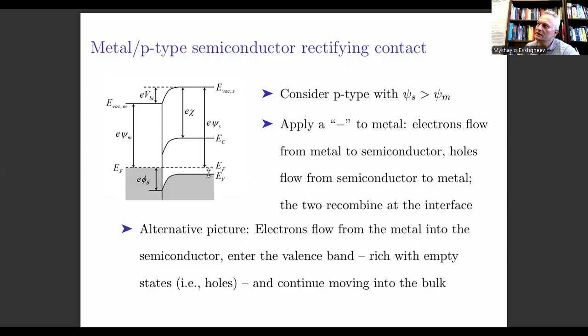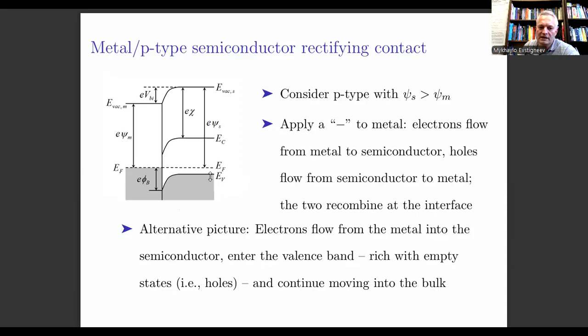On the other hand, if you apply a positive voltage to the metal relative to the semiconductor, then you are pushing away the majority holes on the semiconductor side, away from the metal. You are pulling away the electrons from the interface, and so all you are doing is increasing the size of this depletion region with very little current flowing.